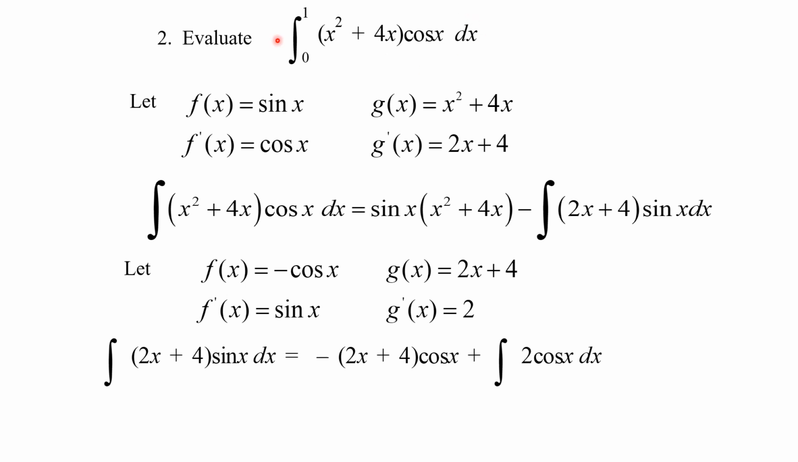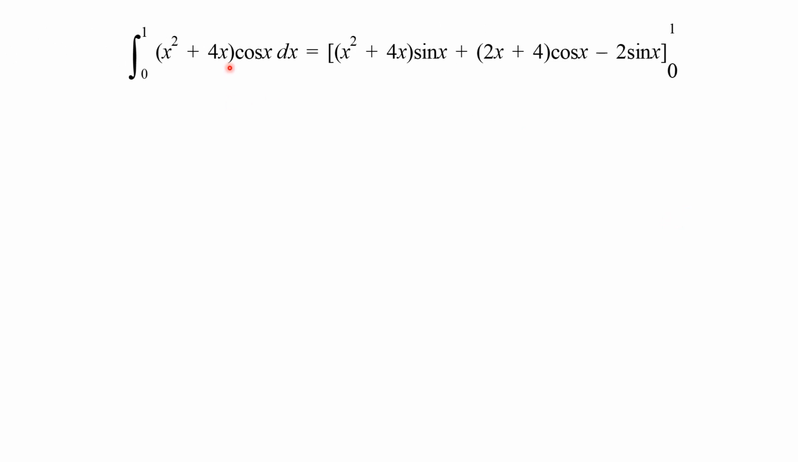So your final task will be writing all the layers together. So you copy the original question, this one. This is the original question, and then you copy down the first layer just now that you got, and the second layer which you got over here. Okay, and then substitute 1 minus substitute 0 accordingly.